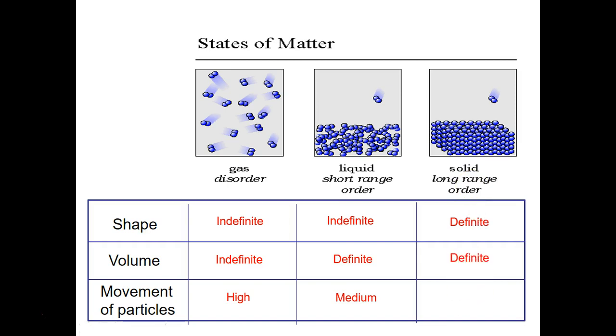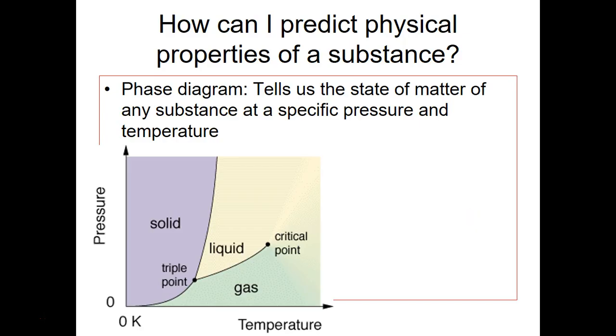And the particles, they are moving. They're vibrating in place, but they don't really move that much in relation to each other, so we'll say that they have low movement speed. Alright, now a phase diagram. This is a graph that can be used to predict the physical properties of a substance, predict what phase a particular sample of matter will be in at a certain pressure on the y-axis and temperature on the x-axis.